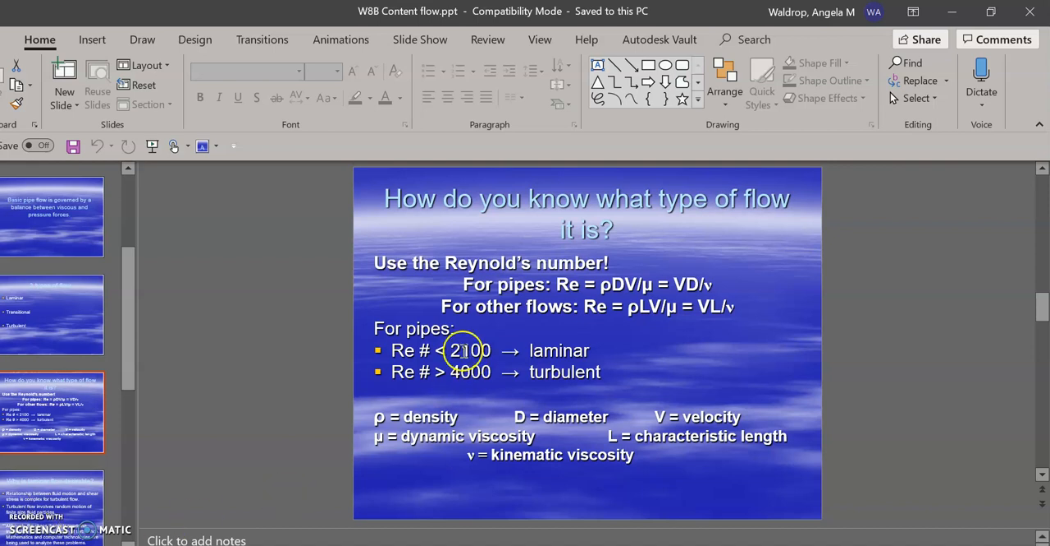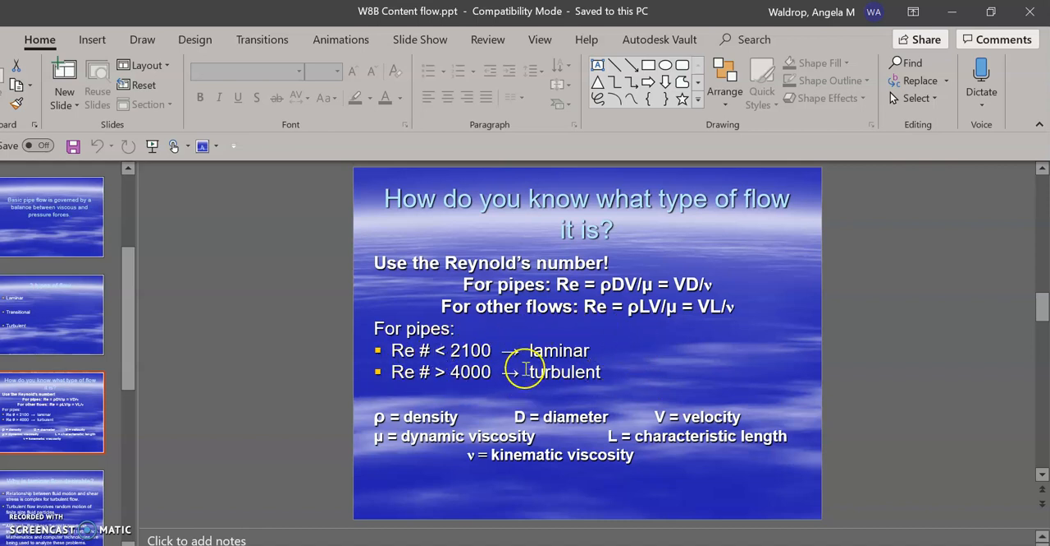Now, for calculations with piping, if we have a Reynolds number below 2100, it is laminar. If the Reynolds number is above 4000, it's going to be turbulent. If it's between those two numbers, it's going to be transitional. For other flows, you can see the calculation is a little bit different than the pipe calculation, we're going to be given a particular number that helps us determine whether it's laminar, turbulent, or transitional.